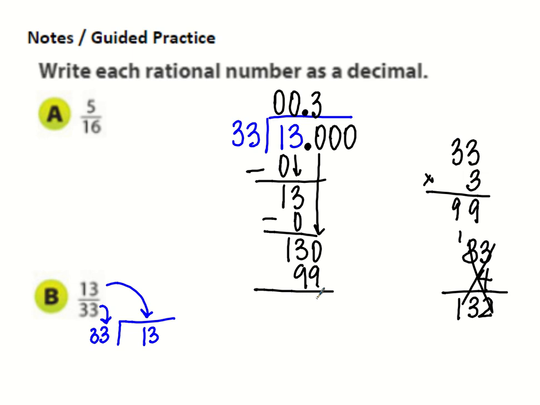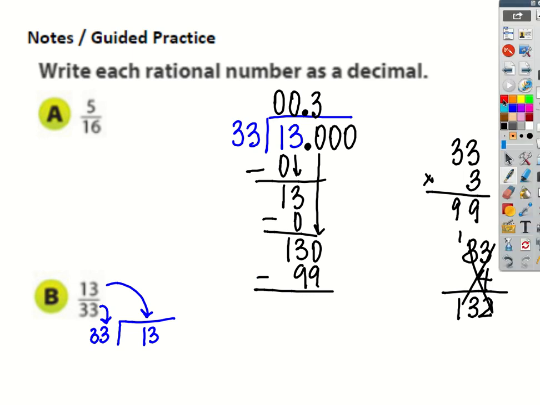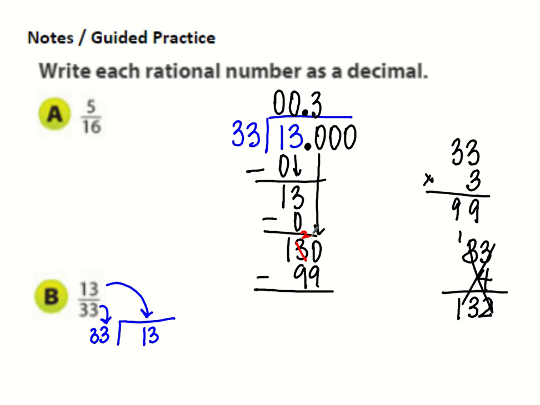So if I subtract, now some of you are forgetting how to do your borrowing with subtraction as well. Some of you can do that in your head though. Borrow from the 3, that's 2. That makes that 10. So I get 1. Oh, I have to borrow again, that's 12. Oh, so 31. Now I still have that left, so I'm going to bring down another 0. Now I'm going to do 33 into 310.